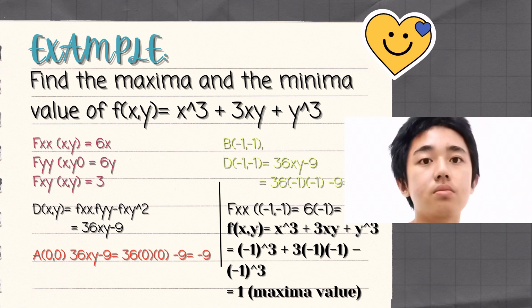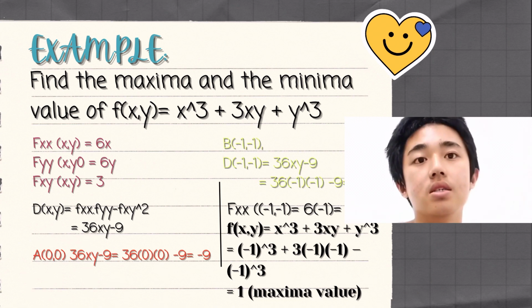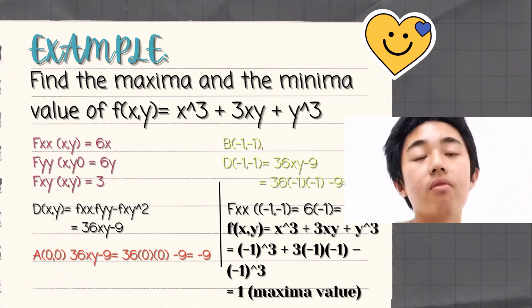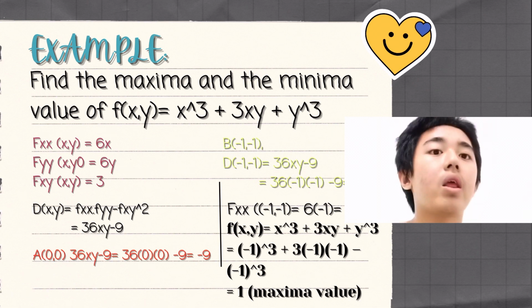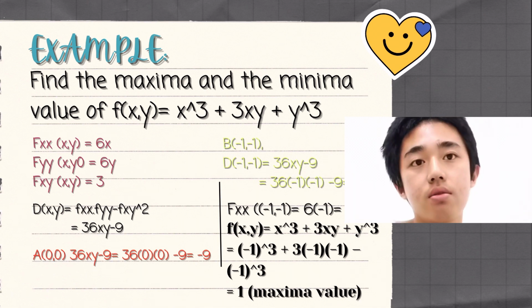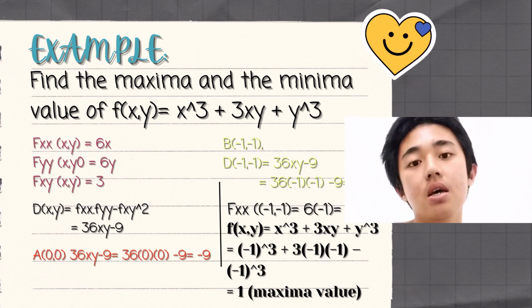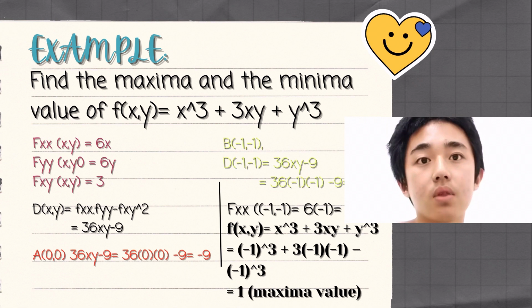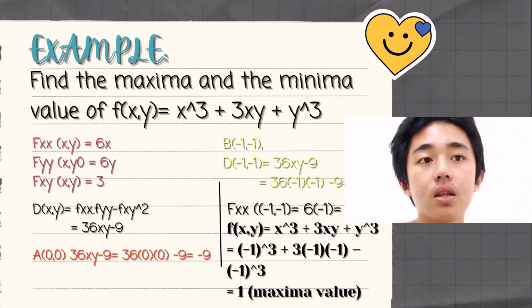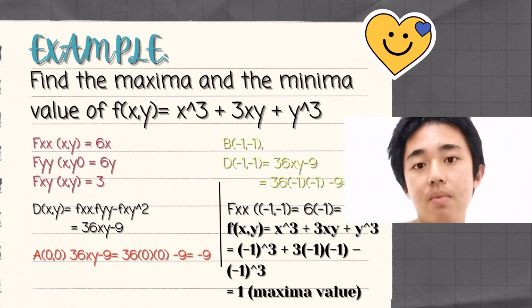So the value of the question, that is x cubed plus 3xy plus y cubed, equals negative 1 cubed plus 3 times negative 1 times negative 1 plus negative 1 cubed. The total is 1. So this is the maxima value.